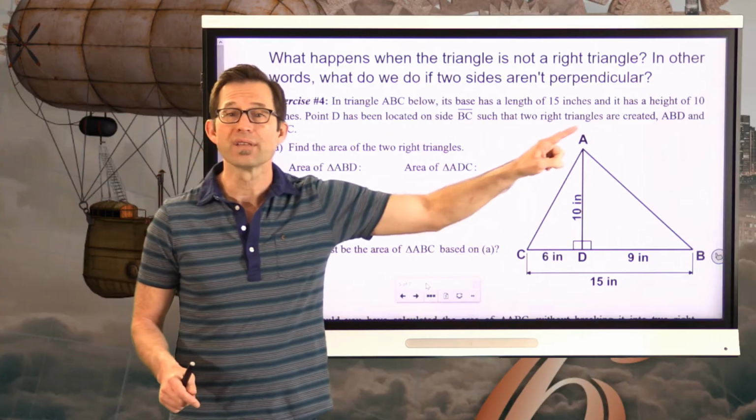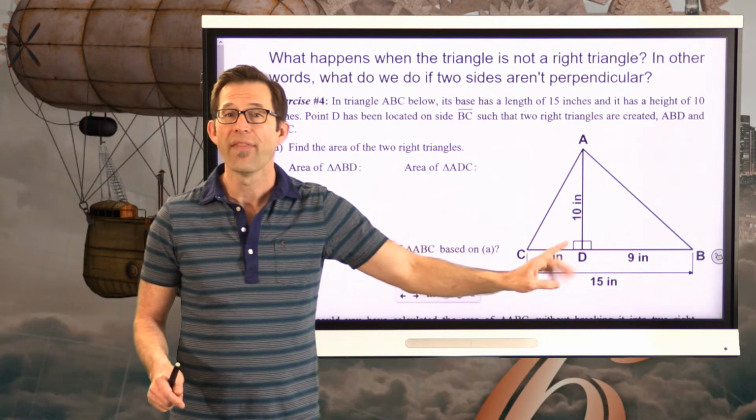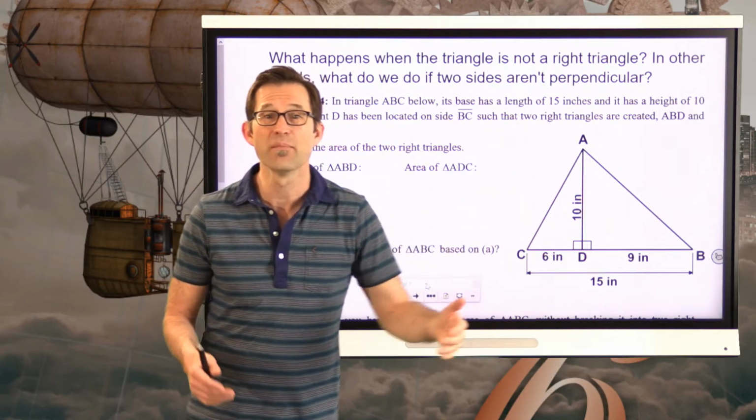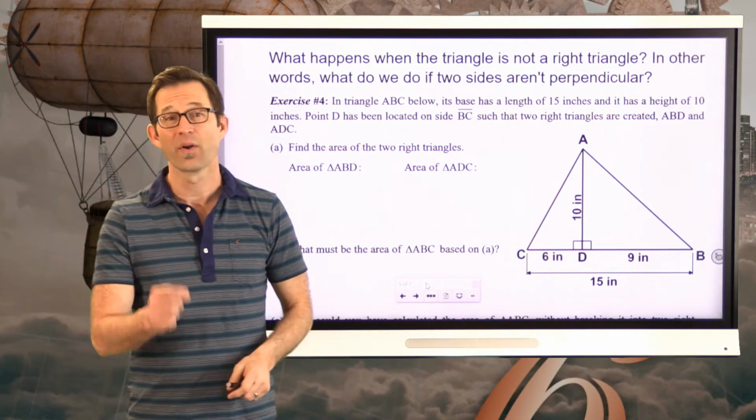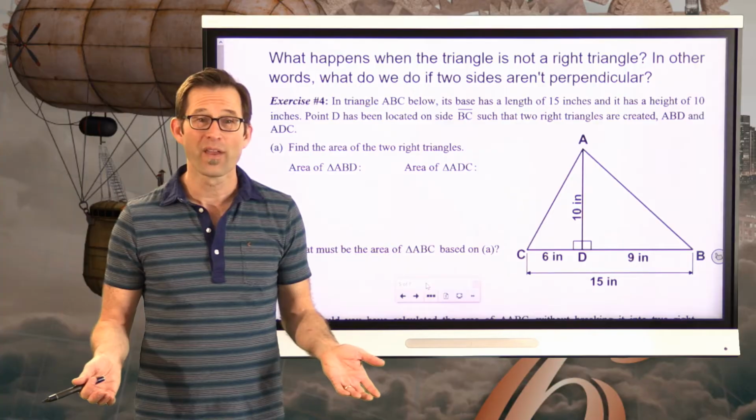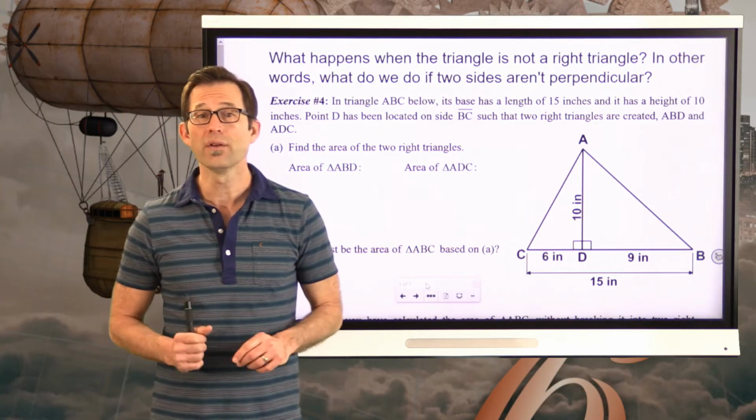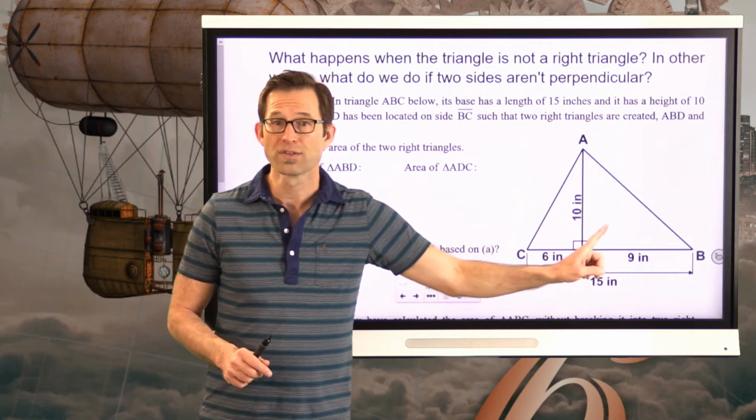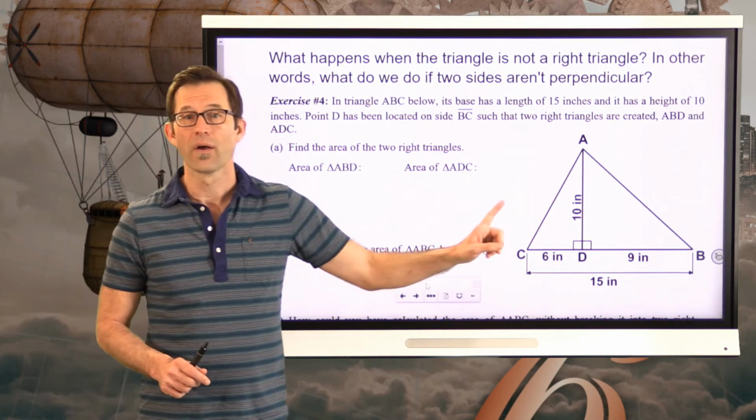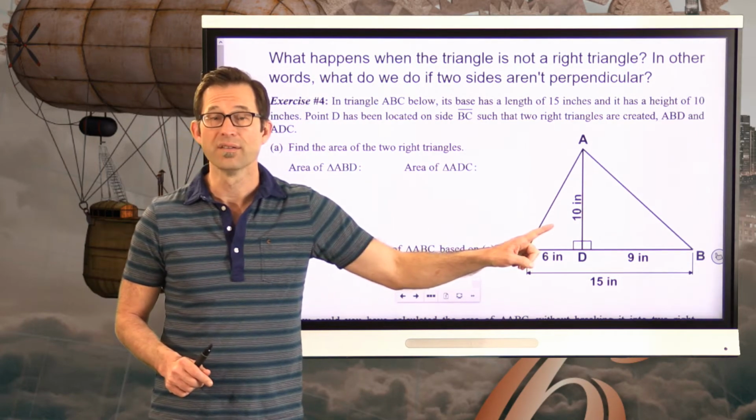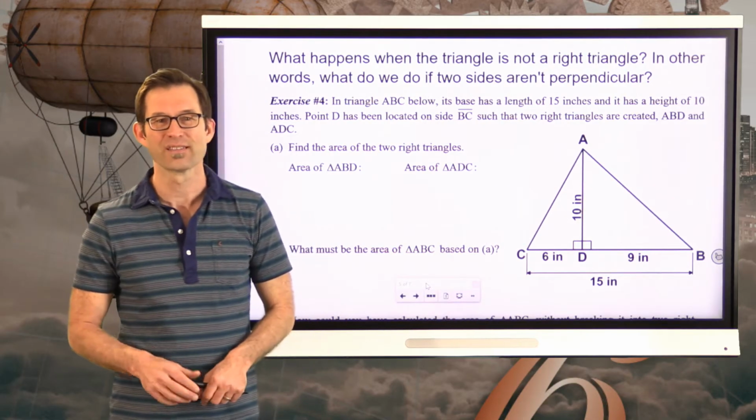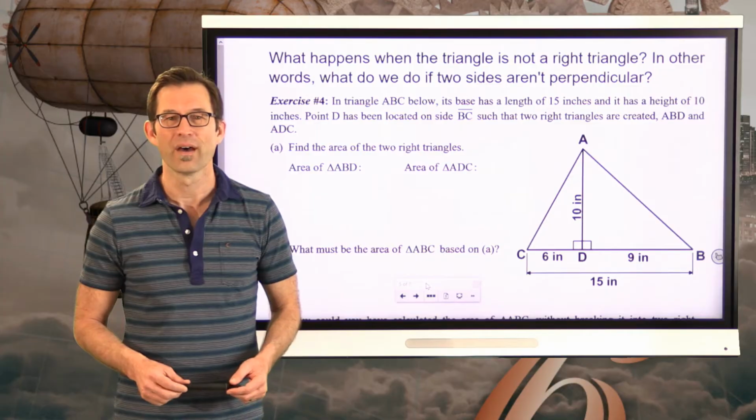So what I've now done is I've drawn that height in, and that then divides my original triangle into two right triangles. And the beauty there is I can find their areas because I know how to find the area of a right triangle. So what I'd like you to do right now is pause the video, figure out the area of this triangle, that's triangle ABD, find the area of this triangle, that's triangle ADC, and then we'll add them together in the next part of the exercise. Pause the video now and go ahead and do that.